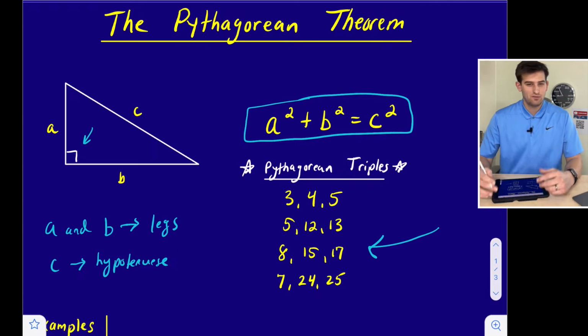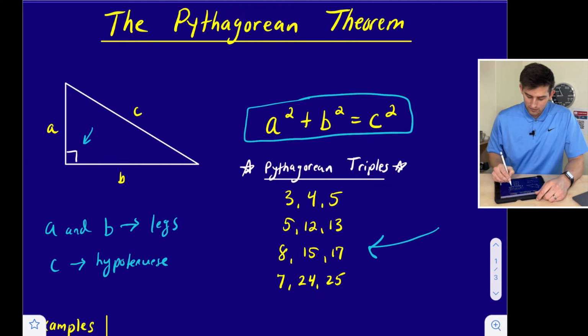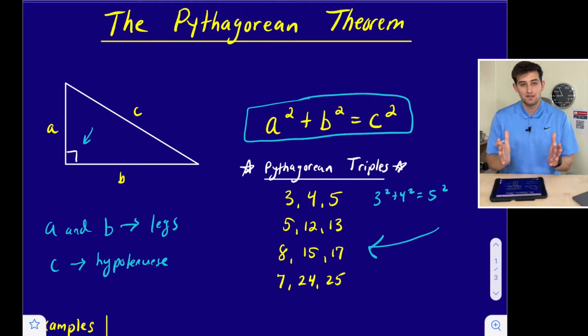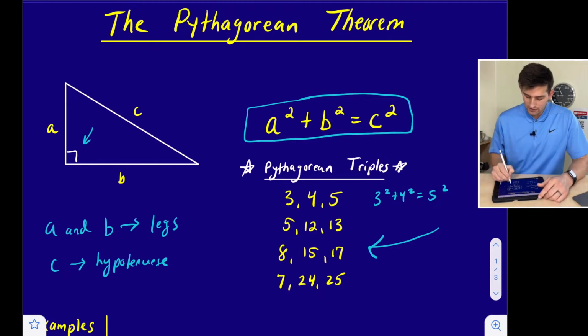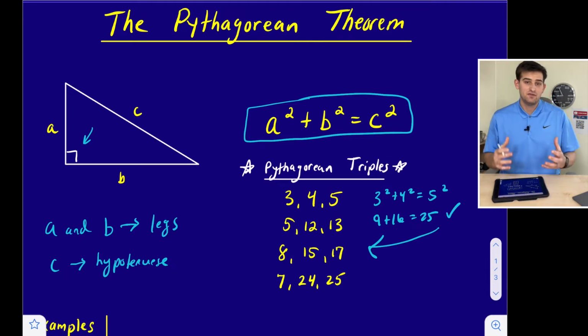So just to give you an example, this would be 3 squared plus 4 squared equals 5 squared. The hypotenuse C always has to be the longest side, so that's the largest of these three numbers. Here, this would give us 9 plus 16 equals 25. So 25 equals 25, and that's what we're referring to when we talk about a Pythagorean triple. Okay, so let's look at some examples.